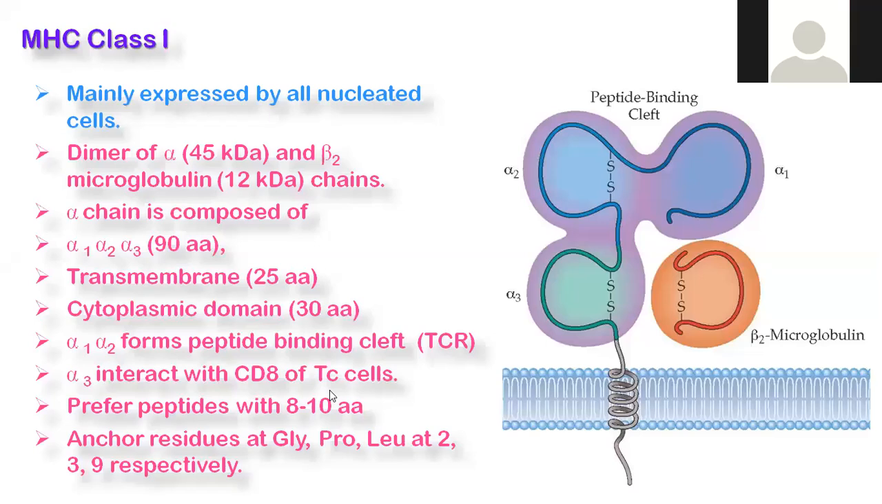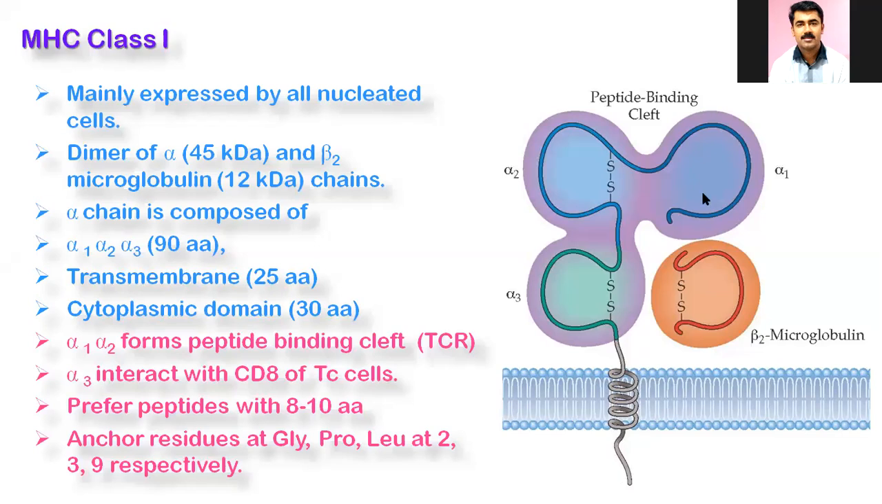The MHC class 1 molecule is made up of two chains, a dimer of alpha and beta. Alpha is a 45 kilodalton chain, whereas beta is a 12 kilodalton molecule. The alpha chain is again made up of three domains, alpha 1, alpha 2, and alpha 3, each comprising almost 90 amino acids. The alpha chain is anchored into the cell membrane by a transmembrane domain made up of 25 hydrophobic amino acids, and also a short cytoplasmic tail made up of 30 hydrophilic as well as charged amino acids.